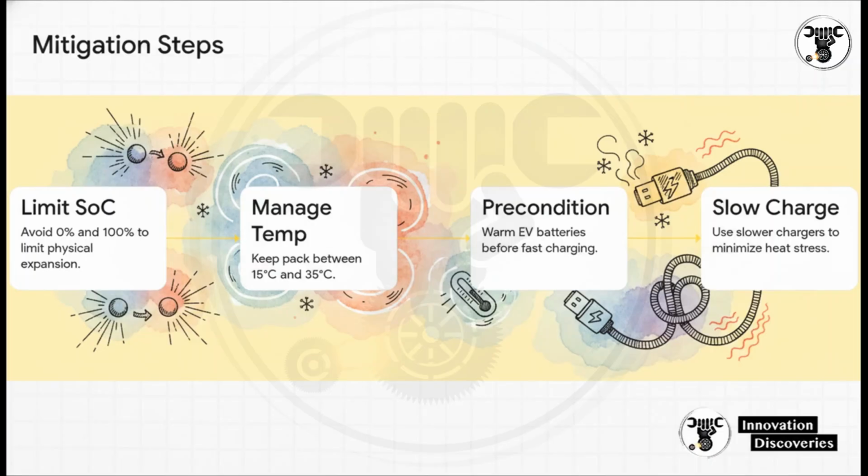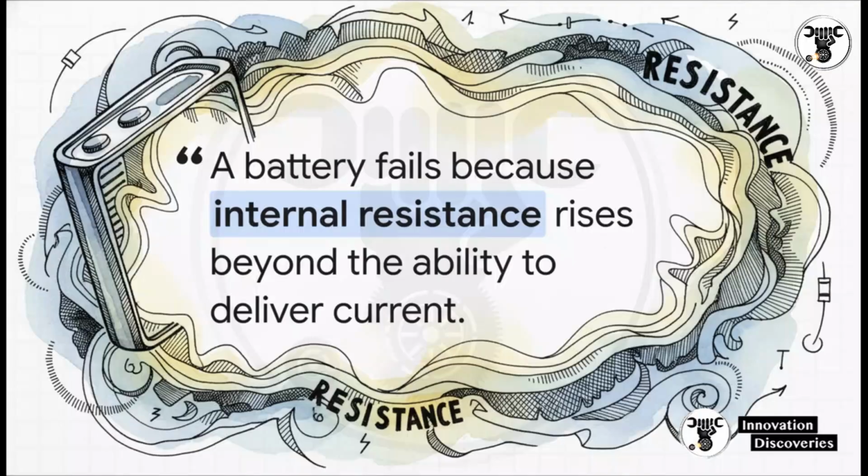Second, thermal management is absolutely everything. Keep your packs in that optimal 15 to 35 degrees Celsius sweet spot. Third, if you drive an EV, always precondition the battery before fast charging in winter to prevent lithium plating. And finally, when you aren't in a rush, just use a slower charger to minimize mechanical stress and heat. All of this builds to our ultimate conclusion.